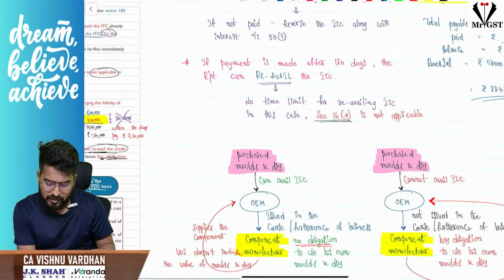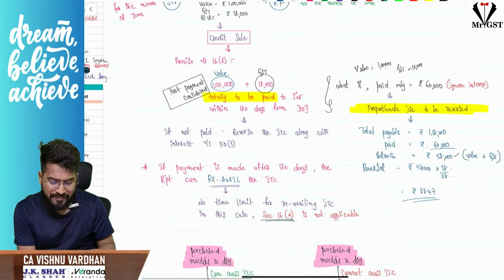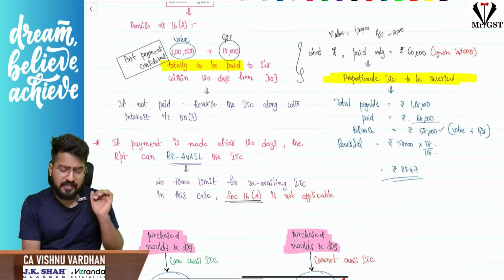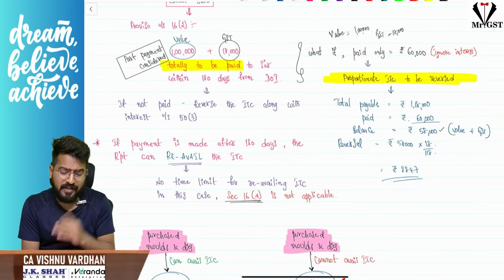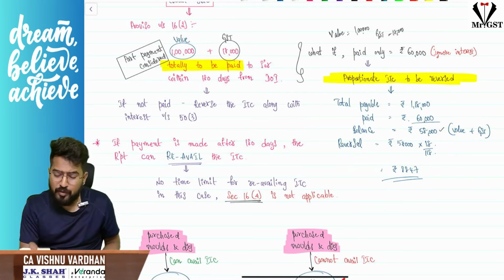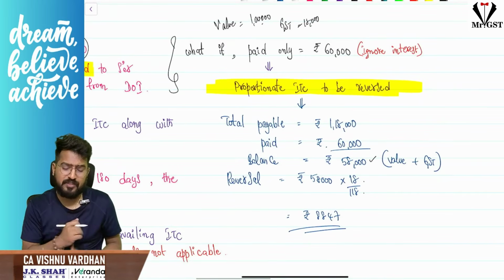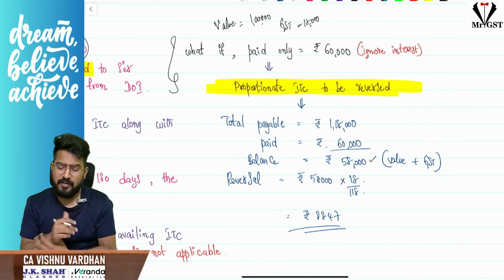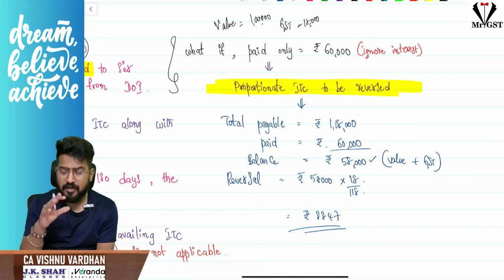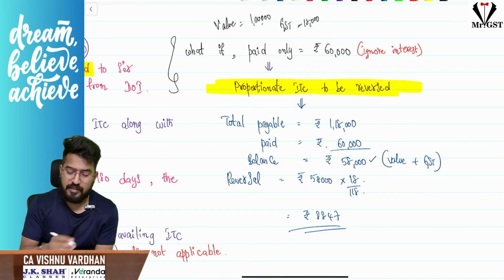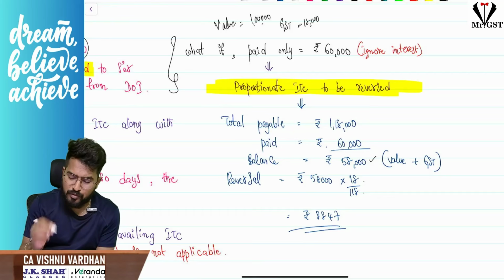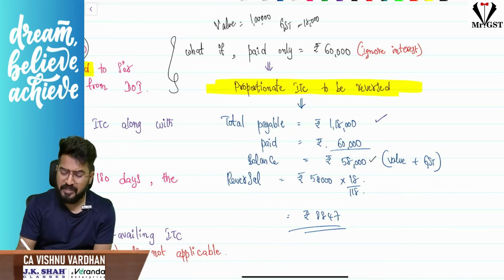So here, if you see, 1 lakh plus 18,000 is the GST, so 1 lakh 18,000 you should have paid. What if you have paid only part amount, 60,000? Ignoring interest, if you calculate what is the ITC to be reversed here, you should pay 1 lakh 18,000, but you have paid 60,000. What is the balance? 58,000.